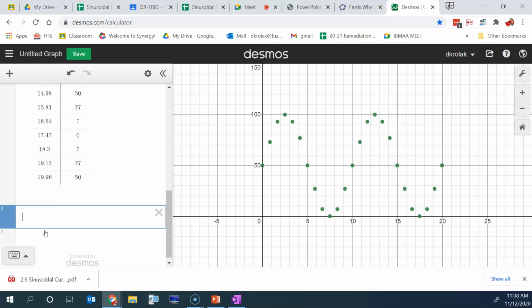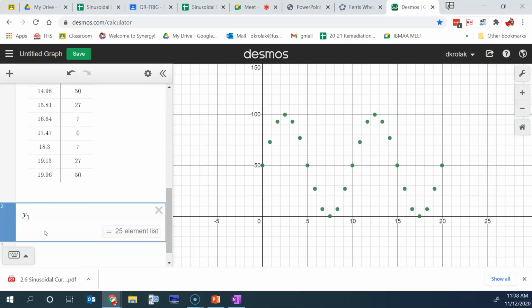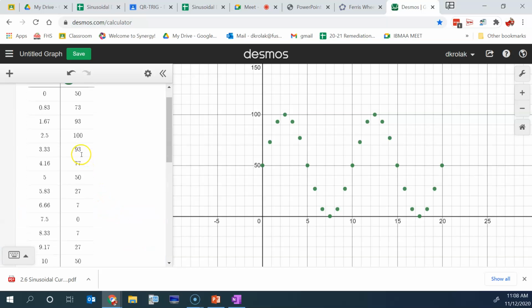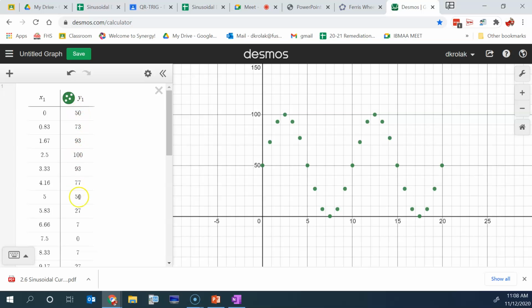Okay, type in. So everybody, you want to follow along. Is everyone ready? So I can type it in? All right, so we'll go one step at a time here. So I'm going to go Y1. Okay, and it should say you got 25 element list. There's 25 numbers under Y1.